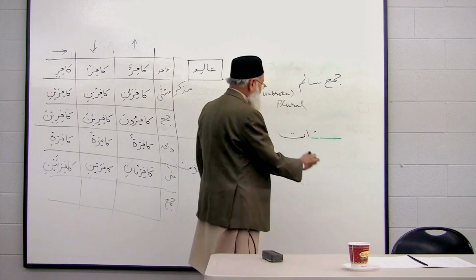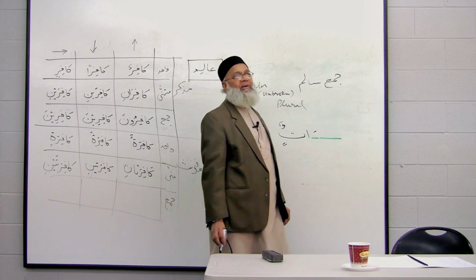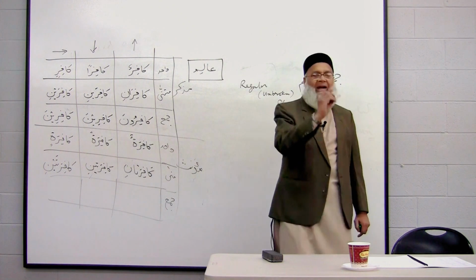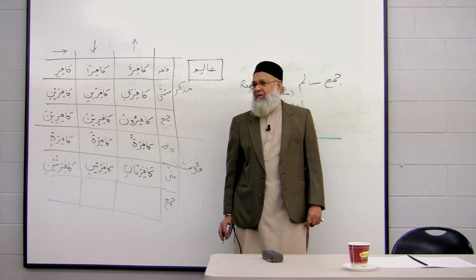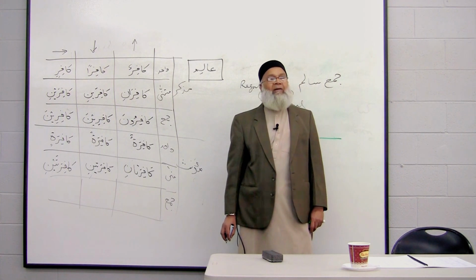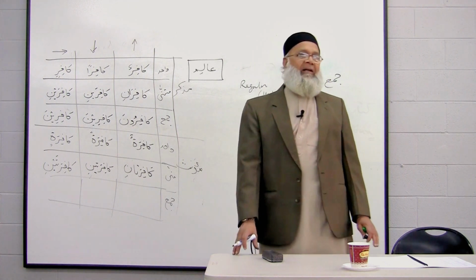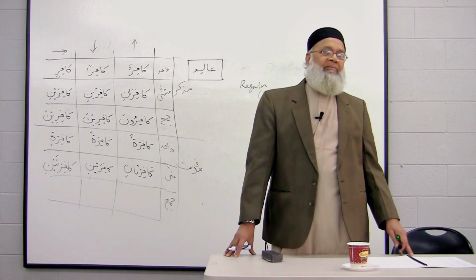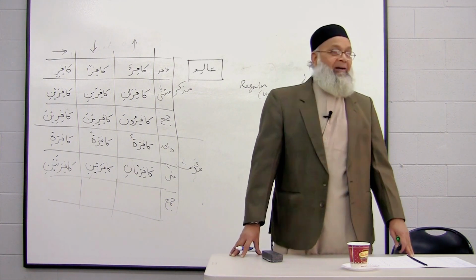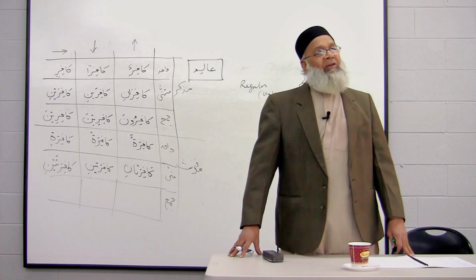And for Rafa form, just add a dhamma to it, and for both Nasab and Jar form, add kasra to it. So it will never have a fatha at the end. The feminine plural form in Arabic will never ever have a fatha on it. So it can be muslimatun, muslimatin, never ever muslimatan. You will never find a samawata in the Qur'an. As-samawati wal arda, as-samawati wal ardi, Khalaqallahu samawati wal arda.